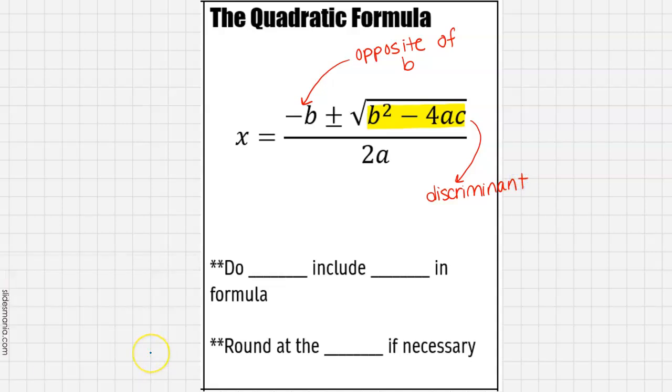In the next part, I want you to write down that you do not include x's in the formula. The formula will only have numbers in it. That's what allows us to find what x is. And then lastly, you will round at the end if it is necessary. Sometimes it's not necessary.